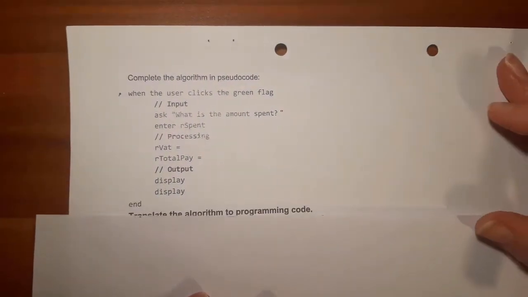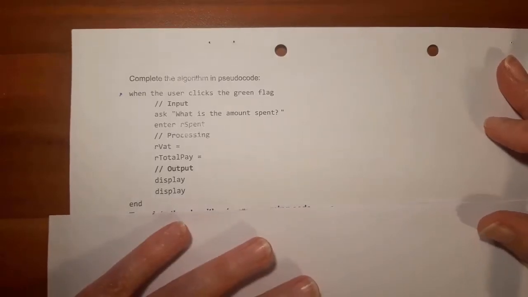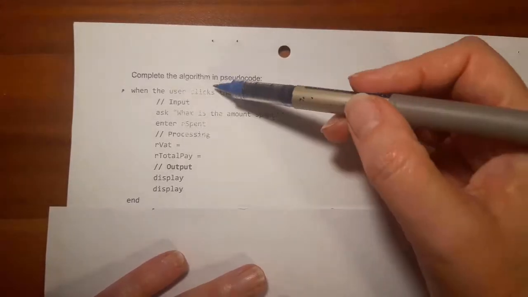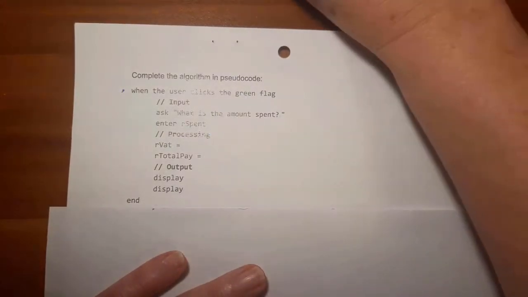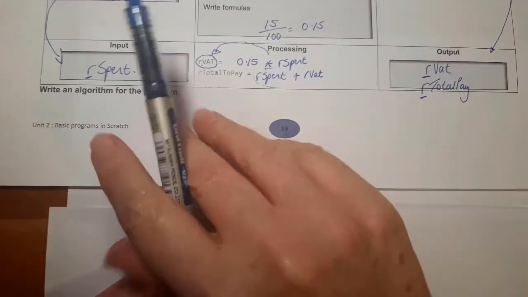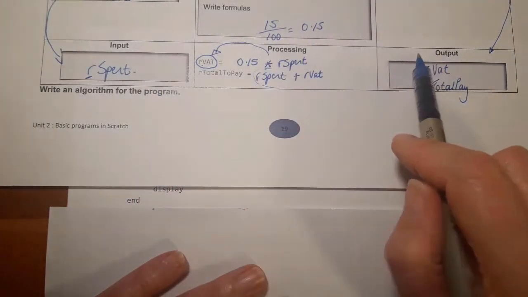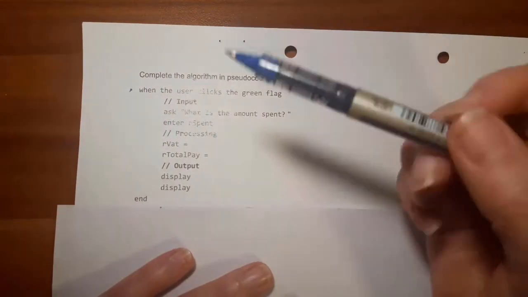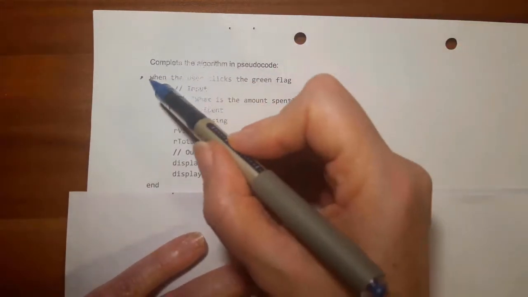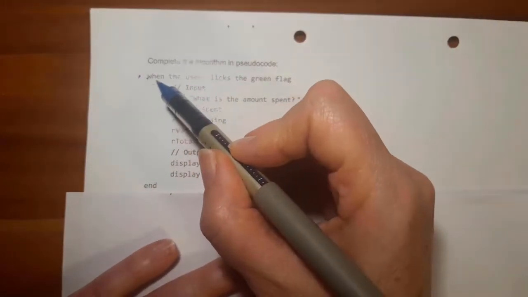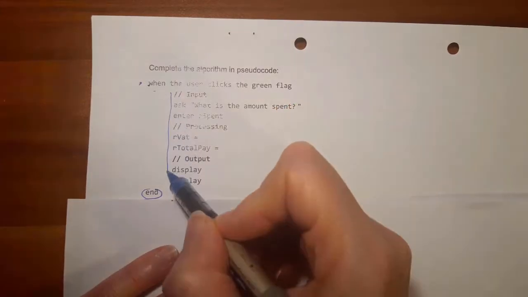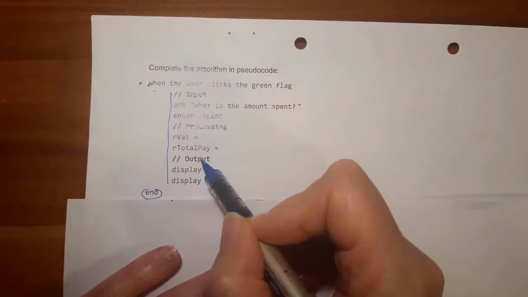So the algorithm is just pseudocode. So I just write step by step, how is this program going to execute? I planned it. I know now what is my input, processing, output. Now I just write it down from top to bottom, the way the computer will do it. Again, because we're using Scratch, we can say when the user clicks the green flag, and I have end, and in between comes my input, processing, output.